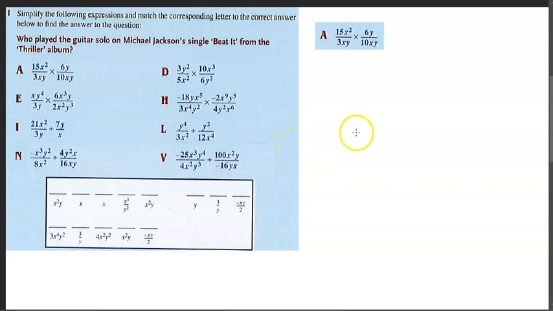So this one here, the first one: simplify the following expressions and match the corresponding letter to the correct answer below. Now, when we simplify, you'll notice that all the solutions don't have negative powers. So if we end up getting a negative power with one of our answers, we have to make sure that it's shown as a positive power or positive index.